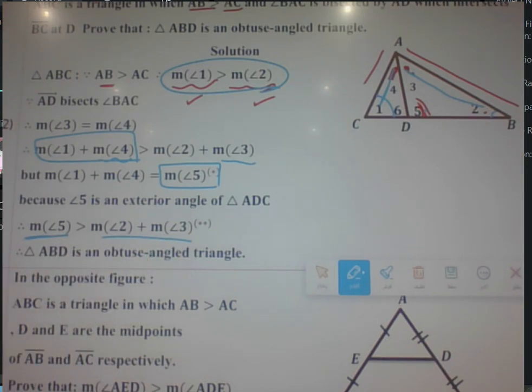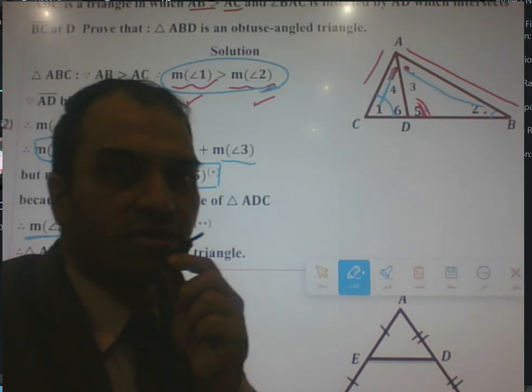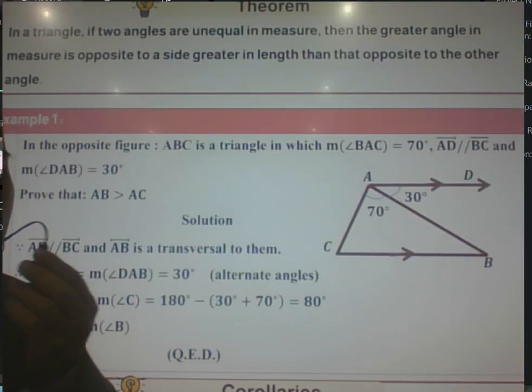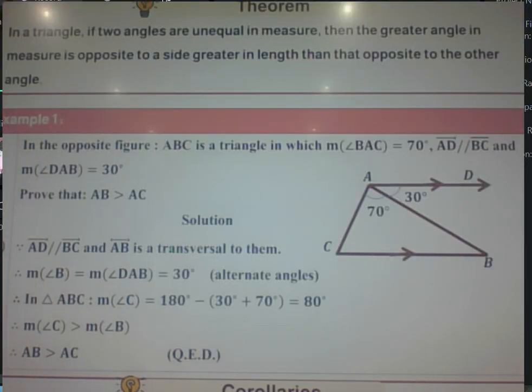Then this triangle, we call it an obtuse triangle. Okay, understood? Next theorem here. In a triangle, if two angles are unequal in measure, then the greater angle in measure is opposite to the side greater in length than the side opposite the other angle.